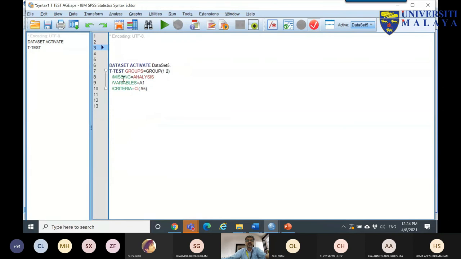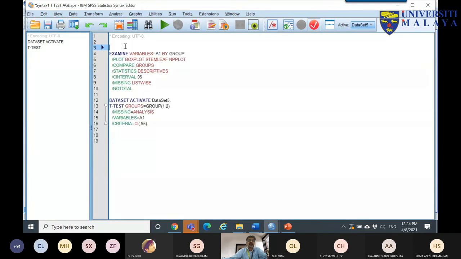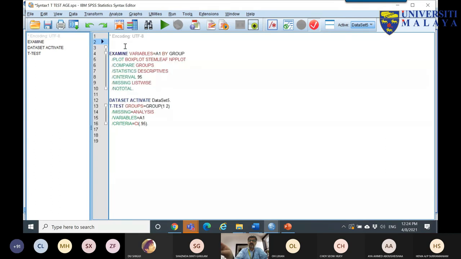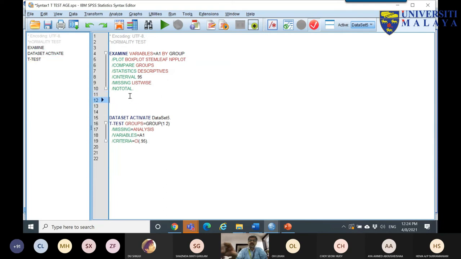So first, I just put here an asterisk, normality test. This is just a description, because in the future when I want to check. And I just put an asterisk again, and then this is the t-test for comparing groups for age. That's all.